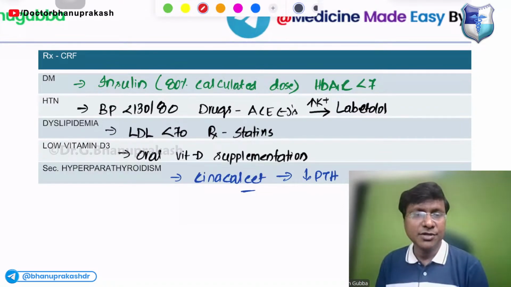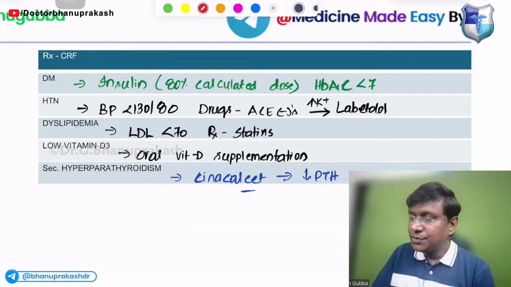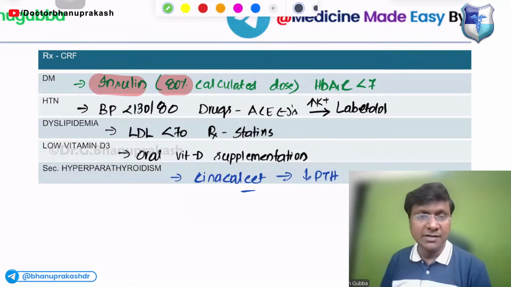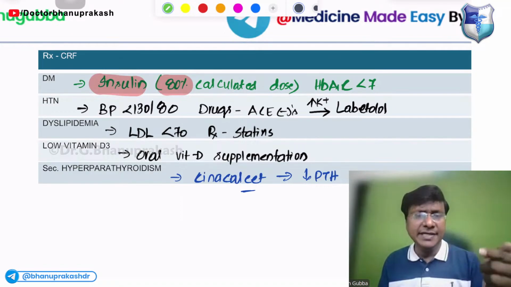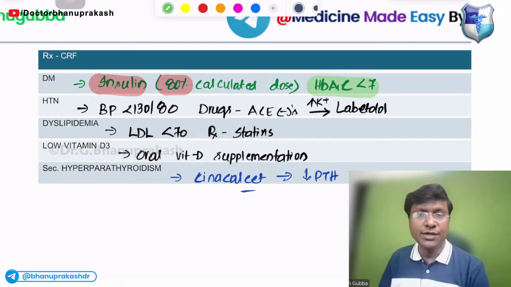Now, what is the most common cause that we have discussed? Diabetes mellitus. So how do you treat diabetes mellitus? You need to give insulin, but the insulin that you need to give is only 80% of the calculated dose. Why do we give only 80% of the calculated dose? That is because of the chronic kidney disease, the insulin is not excreted out. The half-life of the insulin will be increased, right? So that is the reason why you need to give only 80% of the calculated dose. And whenever you are giving this particular insulin, you have to maintain the HbA1c less than 7%. Okay, so that is how you need to treat patients with diabetes mellitus.